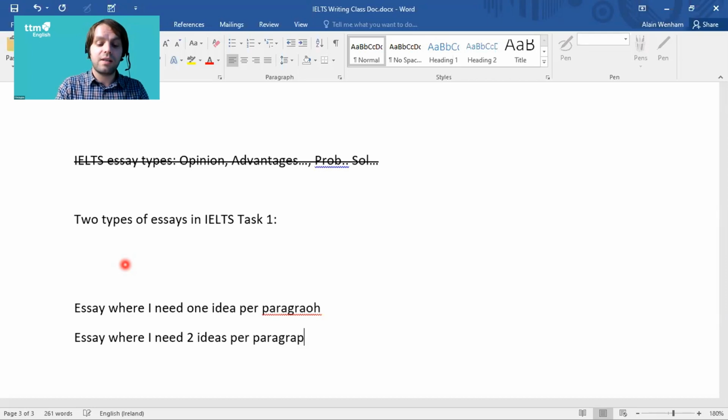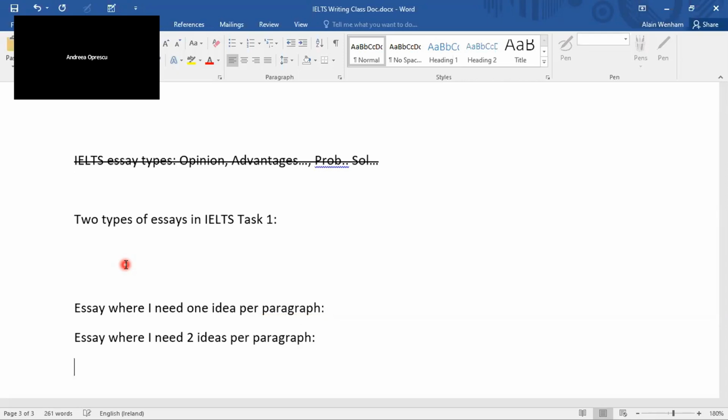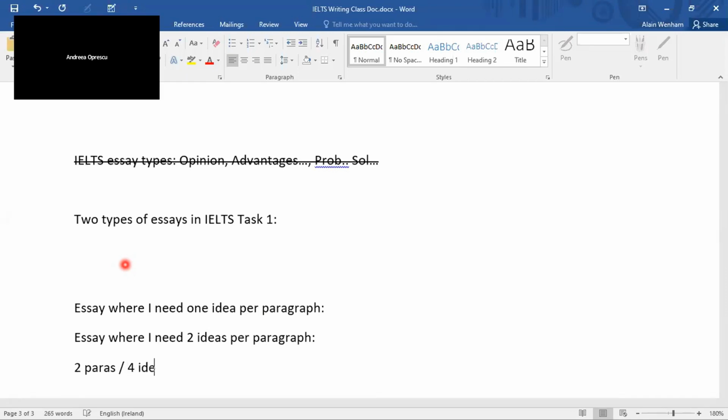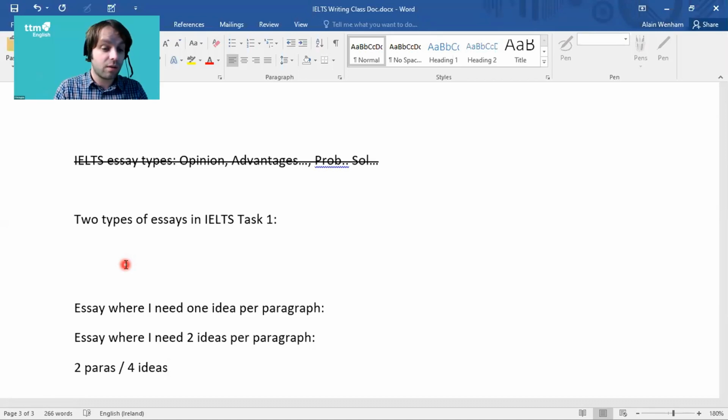So advantages and disadvantages, how many paragraphs do I need? Two paragraphs with two ideas each. So there'll be four ideas, right? Two in paragraph 1, two in paragraph 2, yes.